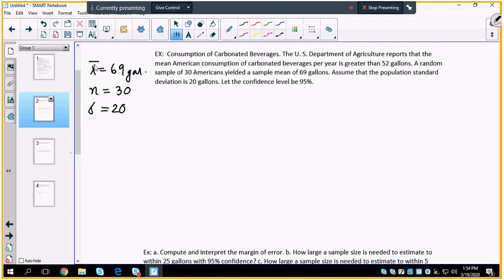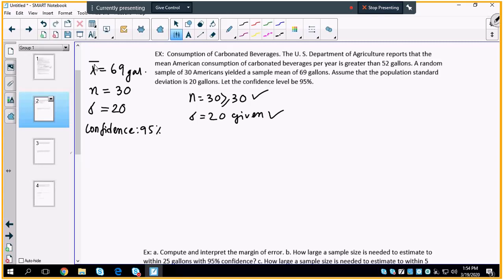So the confidence level for this problem, first one, is 95%. So we pretty much have all the information. Now first, note that the sample size n is 30, and I wanted it to be greater or equal to 30. It is, so check. Population standard deviation is 20, that is given, so check.